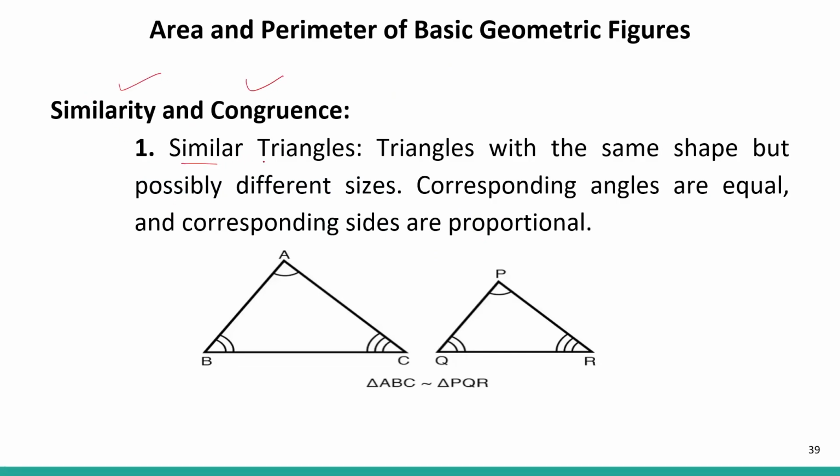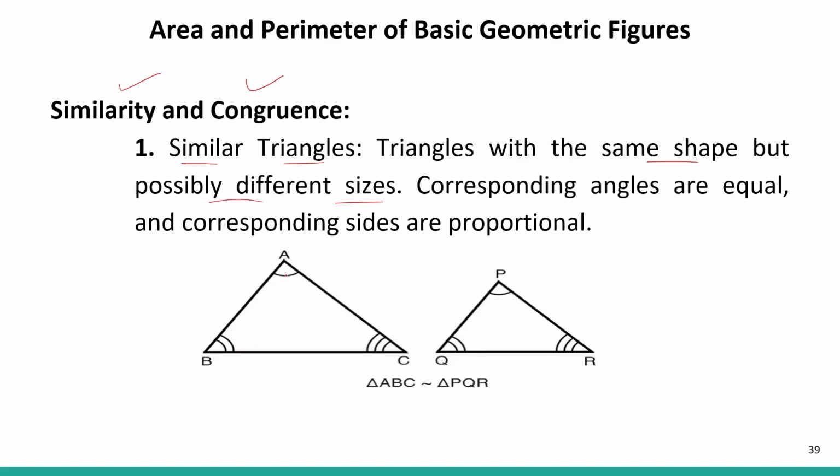Let's go forward and see what similarity and congruence mean. So what are similar triangles? Triangles with the same shape but possibly different size. What do we mean by this? If you have a triangle, size implies length, the length of the sides. So the length of the sides can be different, but the angles must be the same.